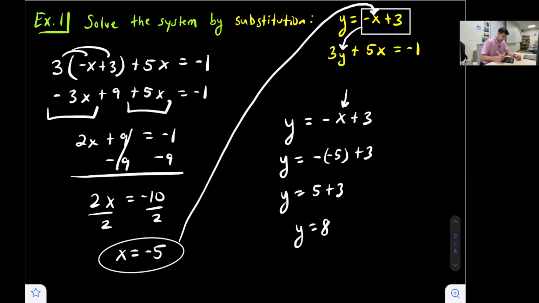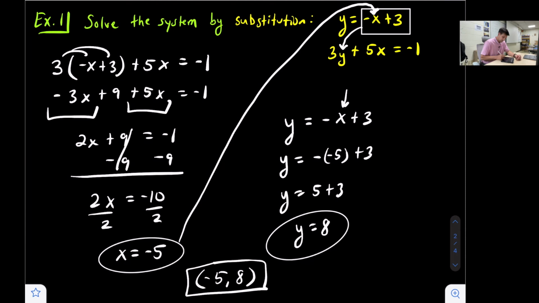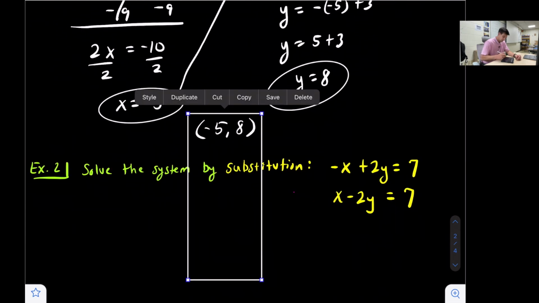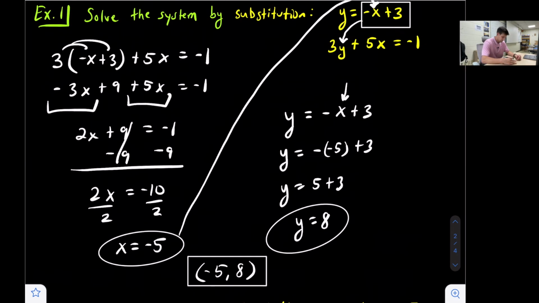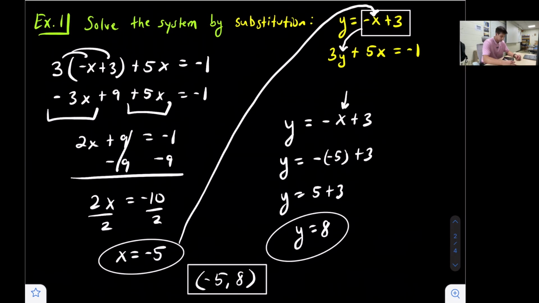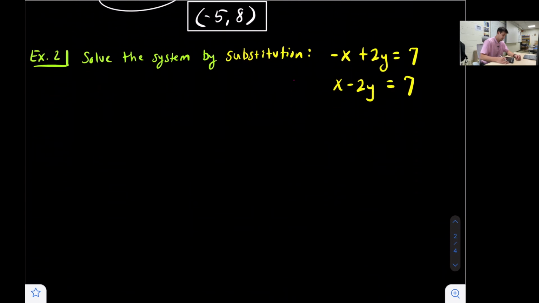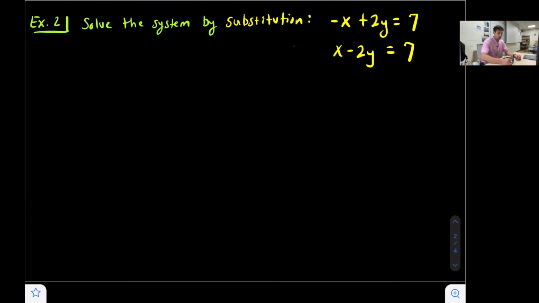Okay, so now we're going to say our solution is, remember it's an ordered pair, so our solution would be negative 5 comma 8. And that would be our final solution. So this example is a one solution example. All right, so let's take a look at if we have maybe no solution or infinitely many solutions, how it's going to look different, right? How will we know that it's infinitely many or no solution?